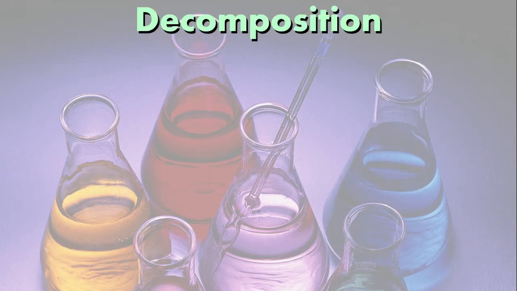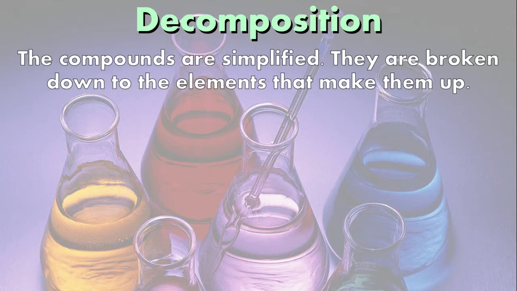Next, we have decomposition. Decomposition is basically the opposite of synthesis. It is when the compounds are simplified. The compounds are broken down to the elements that make them up. To make it clearer, let's have the equation AB yields A plus B. Remember, in synthesis, it's A plus B yielding AB.